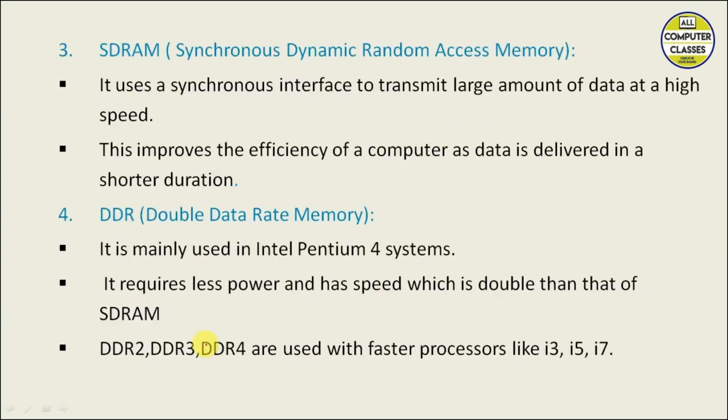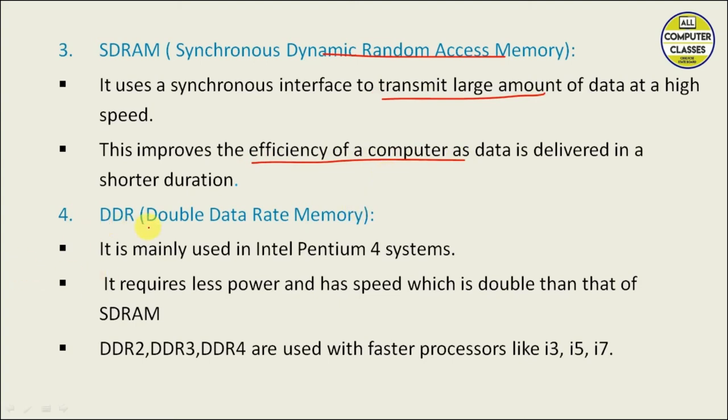Next is SDRAM, that is synchronous dynamic random access memory. It uses a synchronous interface to transmit large amounts of data at high speed. From where does it have to transmit data? It has to transmit data from RAM to CPU. If it is working at high speed and transferring a large amount of data, of course it will improve the overall efficiency of a computer, right?